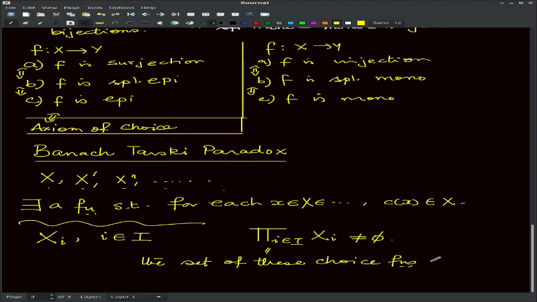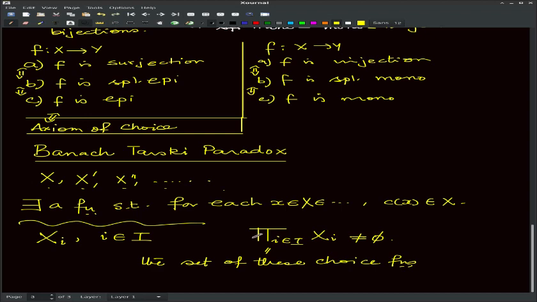So if you don't assume the axiom of choice, then if I is finite, having 1, 2, 3, 4, or even countable, since I is countable, we have a way to distinguish between X1, X2, X3 and so on. We can label these sets; X1 is not the same as X2. So we pick an element from X1, and I am sure it will not be from X2, because I can distinguish.